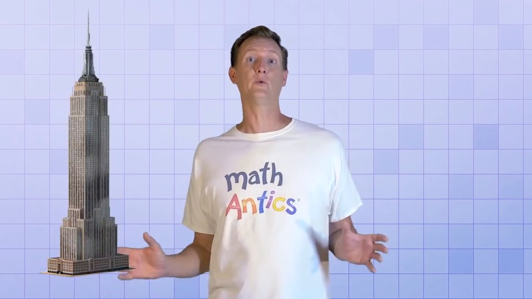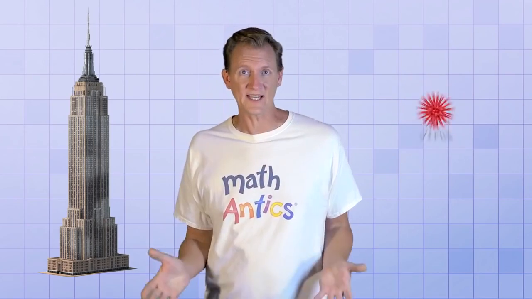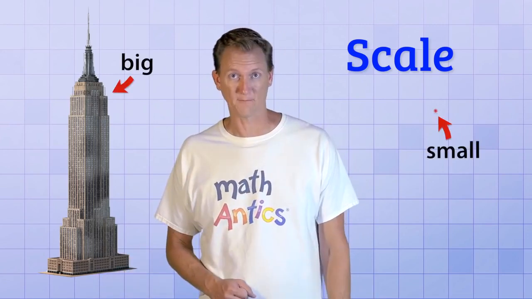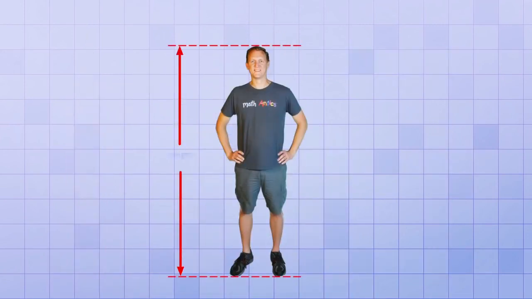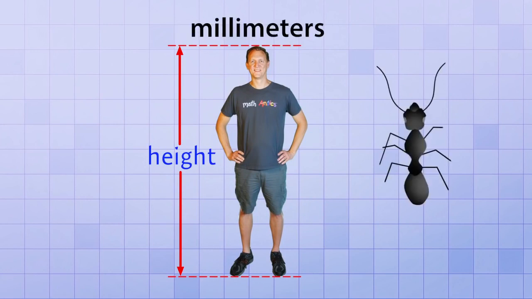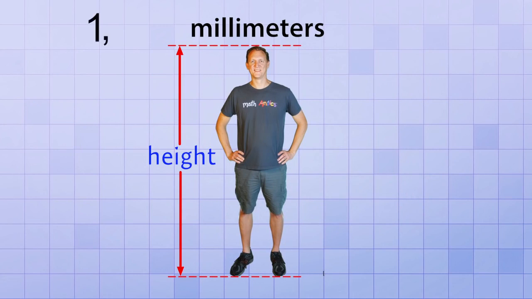Some are really, really big, while others are so incredibly small that you can't even see them. This wide range of possible sizes is called the relative scale of objects. And it's helpful to choose a unit of measurement that's a good match for a particular object's scale. Here's what I mean by that. Suppose I decide to measure my height using millimeters, which are really small units about the size of an ant. I would be about 1,980 millimeters tall.